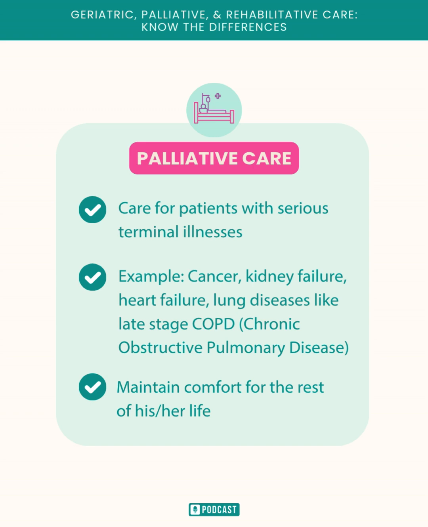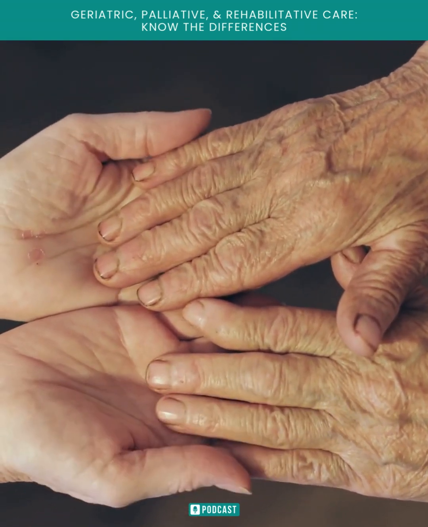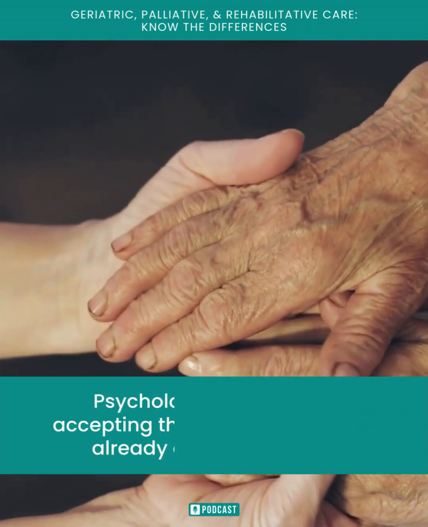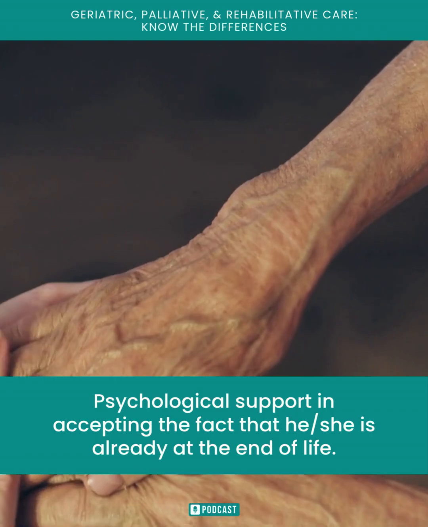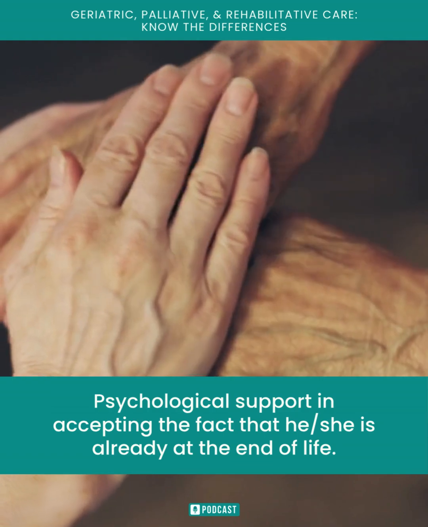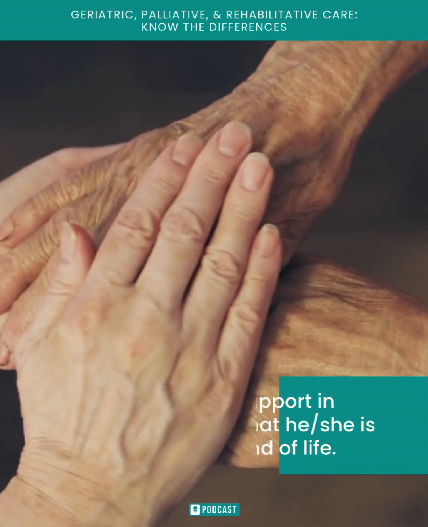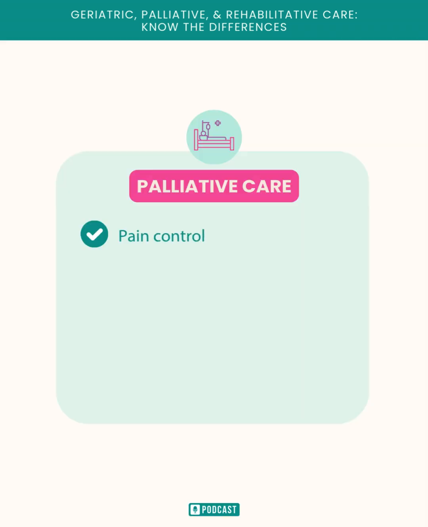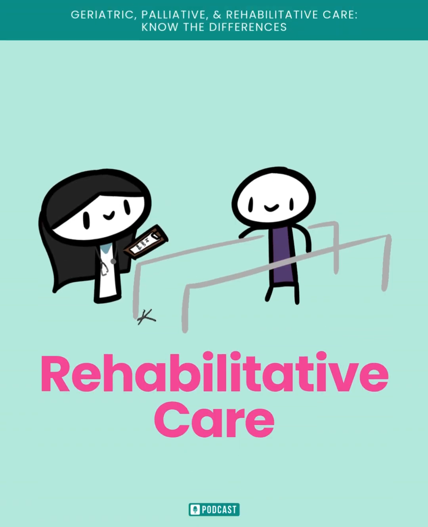And in the context of palliative care, a lot of it involves not only comfort but also psychological support to this individual in accepting the fact that he or she is already near the end of life. So that's pretty much about palliative care. It often involves a lot of pain control, emotional and spiritual support, and a lot of communication and decision-making support with the family members.